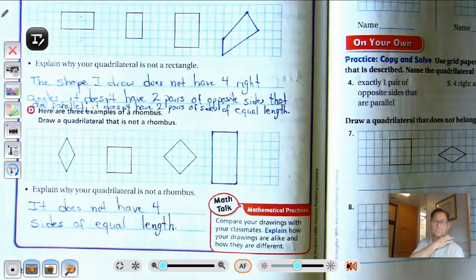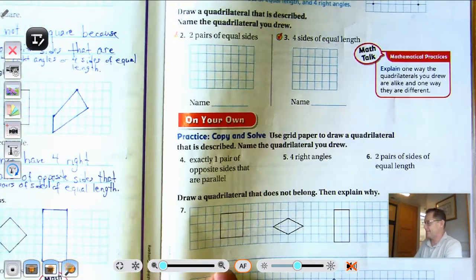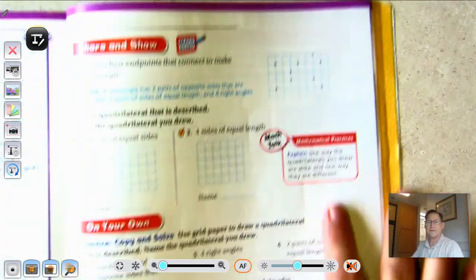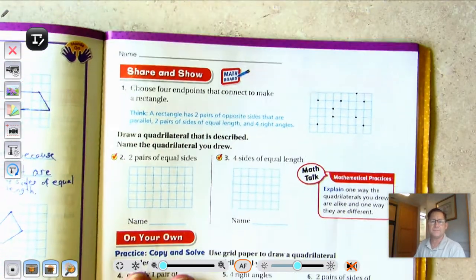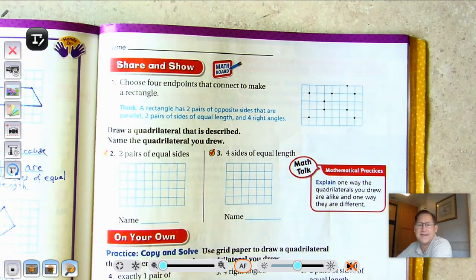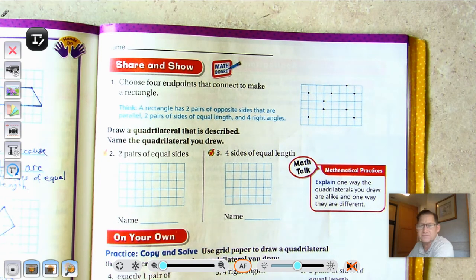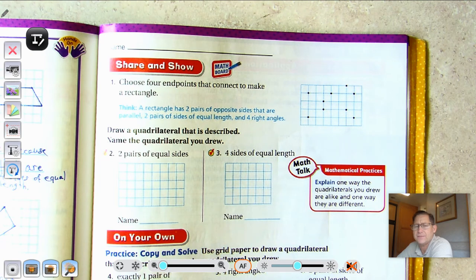All right. So now let's continue practicing. Go to page 529. Choose 4 endpoints that connect to make a rectangle. I see some dots all over the place. But I know that a rectangle has to be made up of right angles.